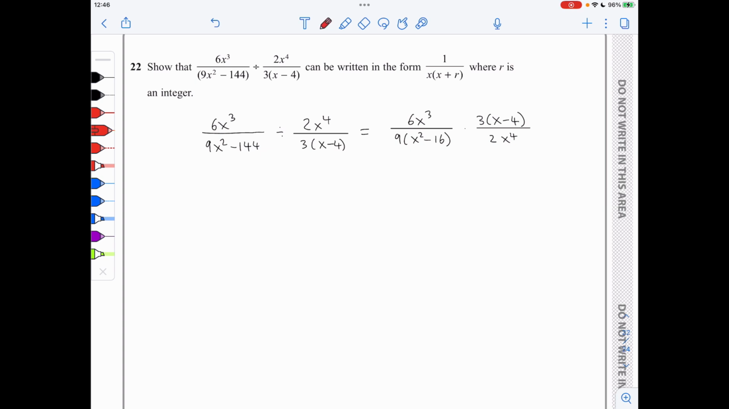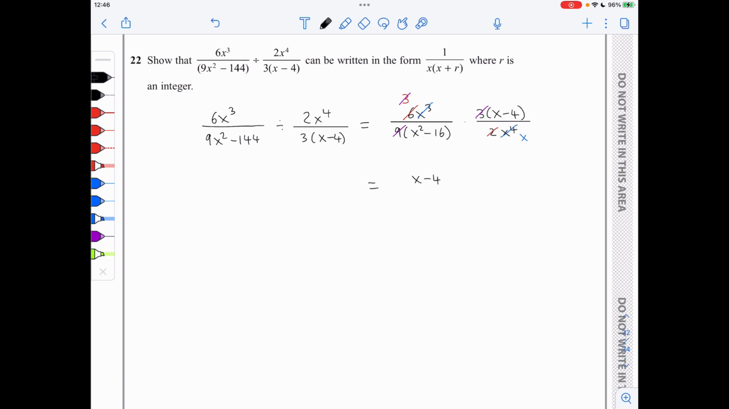Now we have some simplifications here. The 6 with the 2 leaves me a 3 here, and then the 3 with the 3 and the 9 all go away. In addition, the x cubed with the x to the power of 4 leaves me x. So in the numerator, we've got x minus 4. In the denominator, we've got x, and then the x squared minus 16 is the difference of two squares, x minus 4, x plus 4. So this can go away, and I'm left with 1 over x brackets x plus 4, which matches the form of the required answer.